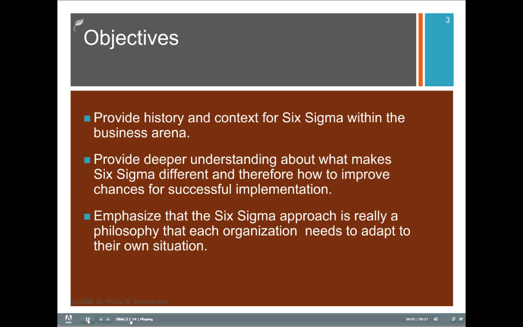The objectives of this module are to provide some history and context for Six Sigma within the business arena, also to provide deeper understanding about what made Six Sigma different than previous movements and fads, and finally emphasize that the Six Sigma approach is really more of a philosophy that an organization needs to adapt to their own situation than a technique or a method.